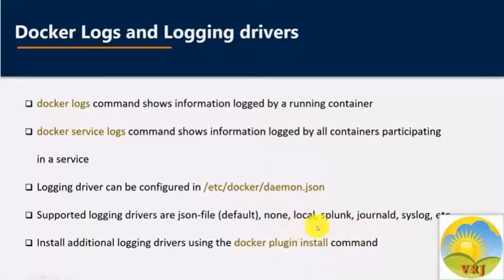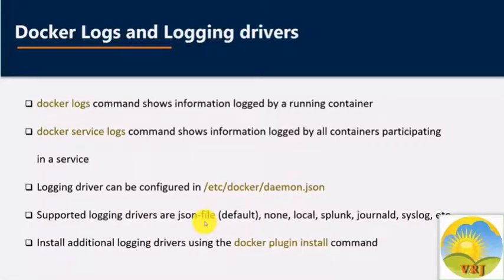output. For local, it writes log messages to the local file system in binary files using protobuf. Splunk writes log messages to Splunk using the HTTP event collector, and journald writes log messages to journald. The journald daemon must be running on the host machine. And syslog writes logging messages to the syslog facility. The syslog daemon must be running on the host machine, and also our json-file which you've seen, which is the default format. There are many more logging drivers as well we can explore.